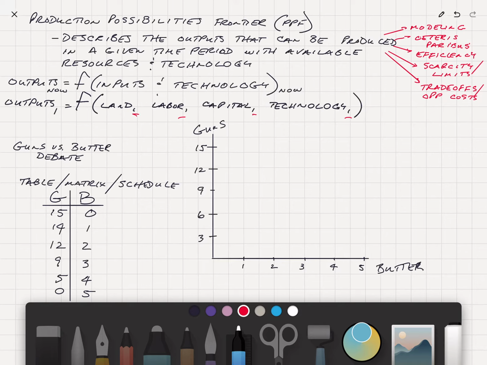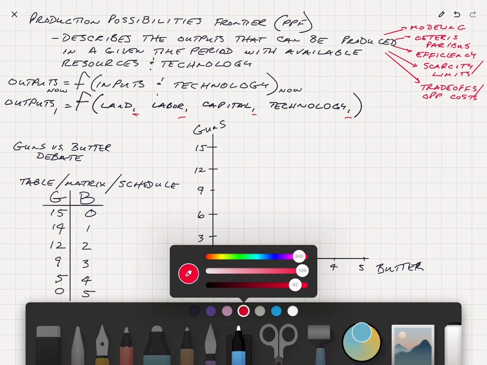The PPF describes the outputs that can be produced in a given time period with available resources and technology. I like the general functional form. The way I like to say this is the outputs you can produce now depend on the inputs and technology that the economy has now. I'm going to underline this keyword right here.